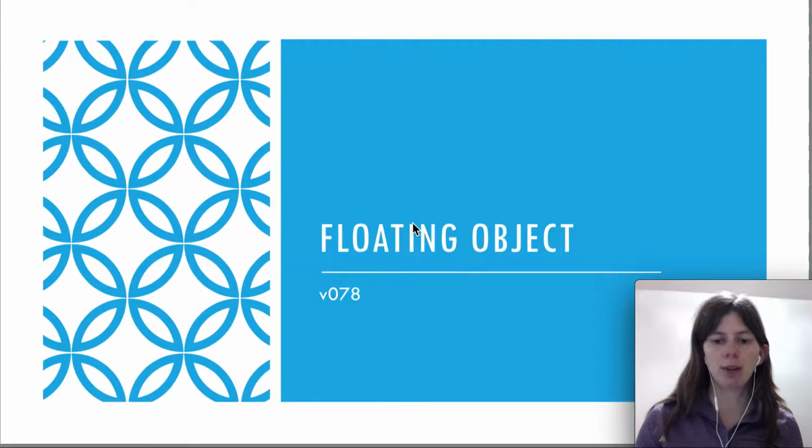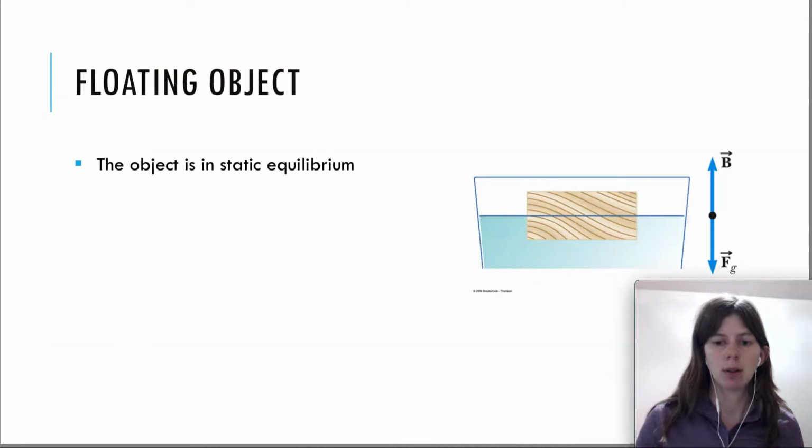Hello, this is video 78, the last video for our unit on fluids here. We're going to be talking about floating objects. So a floating object is an object in equilibrium. It's at rest floating on the surface.